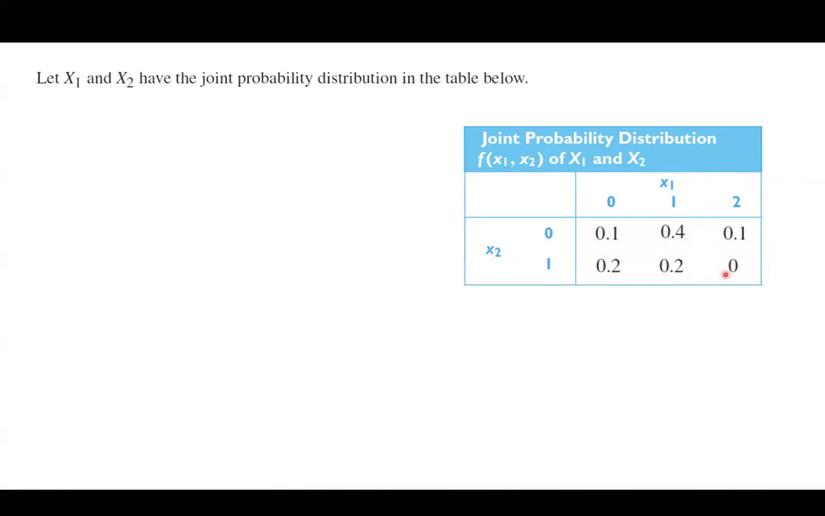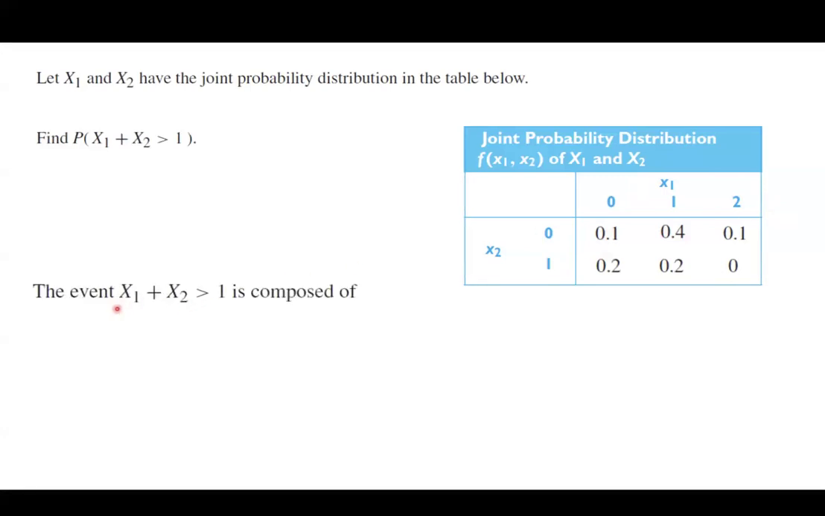Now the question says, calculate the probability that the summation of these two variables is more than 1. By eyeballing, if you take X1 to be 1 and X2 to be 1, 1 plus 1 is 2, which is more than 1. X1 can be 2, X2 can be 0. The summation is still more than 1. X1 can be 2, X2 can be 1. 2 plus 1 is 3. So it seems like we have 3 probabilities to add.